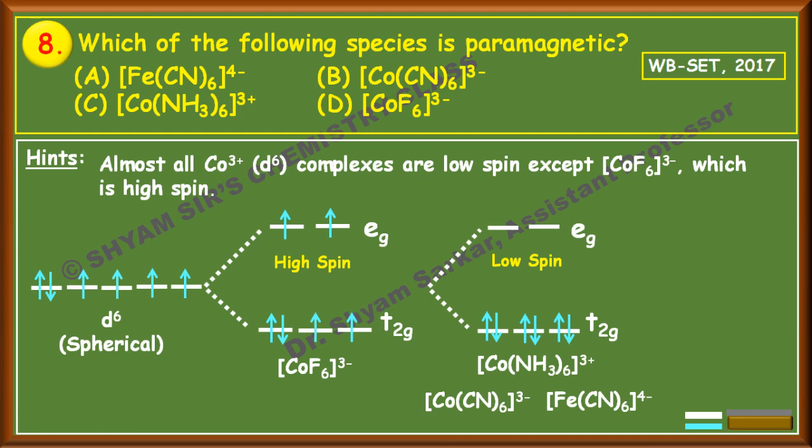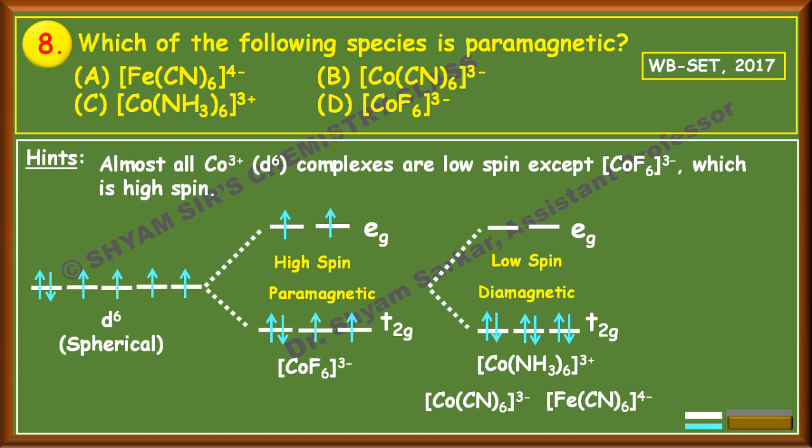Okay. So see here, CoF6 3 minus has a high spin electronic distribution, and all the other three complexes with d6 configuration have low spin. So from this you can easily say that in case of CoF6 3 minus there are 4 unpaired electrons, and in the rest of the complexes there are no unpaired electrons. So the first one is paramagnetic and all three of the others are diamagnetic in nature.